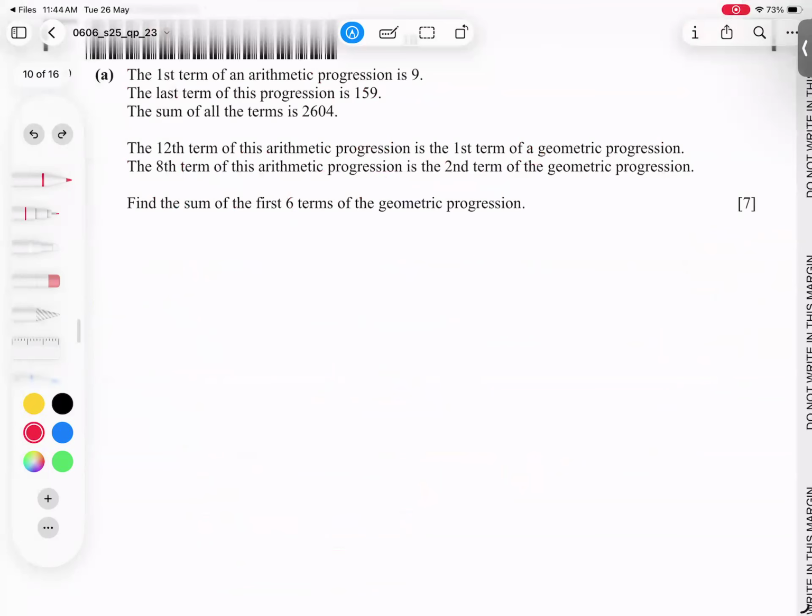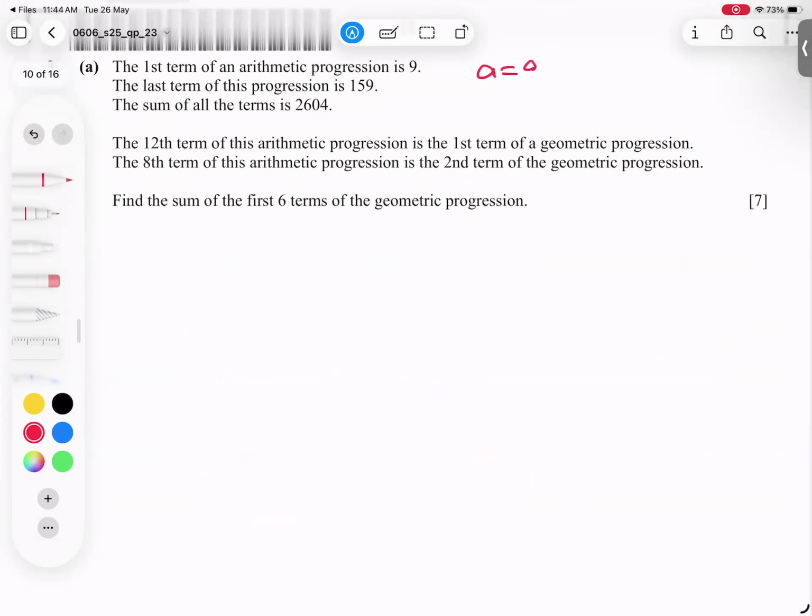Question number 9. The first term of an AP is 9, and the last term Tn is 159. The sum of all the terms, meaning Sn, is 2604. Another piece of data given by him: the 12th term of the AP is the first term of a GP, and the 8th term of the AP is equal to the second term of the GP.